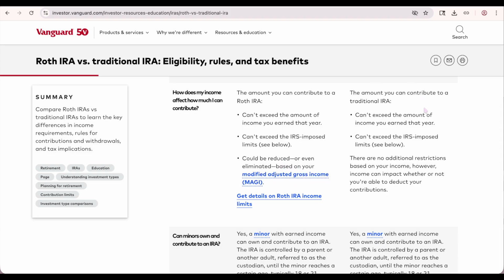Now, with the traditional IRAs, distributions before age 59 and a half typically incur a 10% early distribution penalty plus income tax.